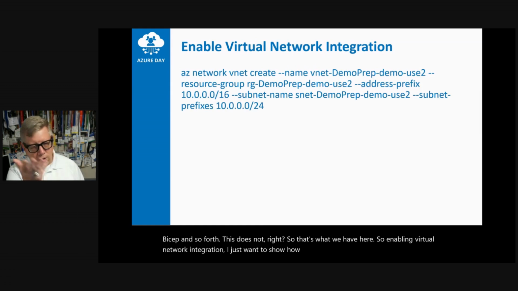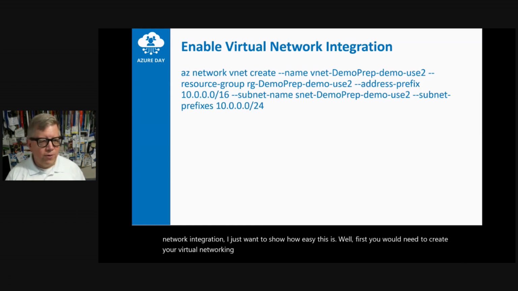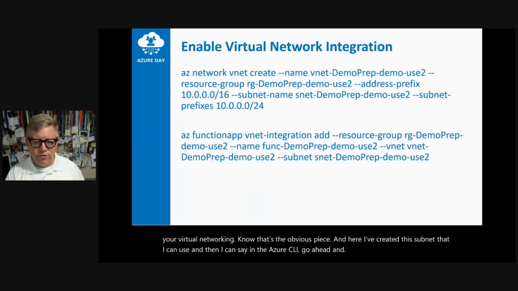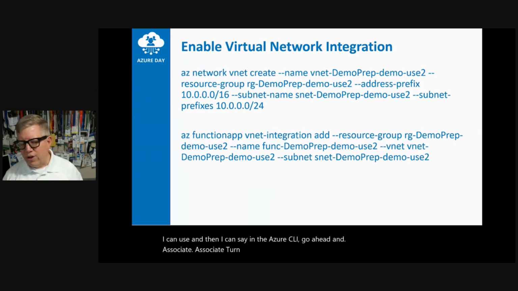Well, first you would need to create your virtual networking. That's the obvious piece. And then here I've created this subnet that I can use. And then I can say in the Azure CLI, go ahead and associate, turn on virtual networking and add it to this thing. And sure enough, you can do this in the portal also.